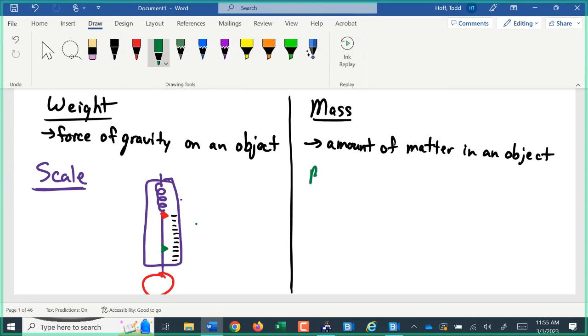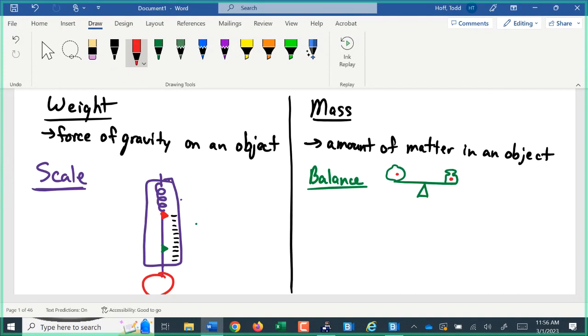Mass is measured using a device called a balance. And a balance is like a really precision teeter-totter, if you want to think of it that way, on a smaller scale. So you put the object we're trying to measure on one side, then we put known masses on the other side. And when they balance, whatever this known mass is, that's the mass of our object that we're trying to measure.